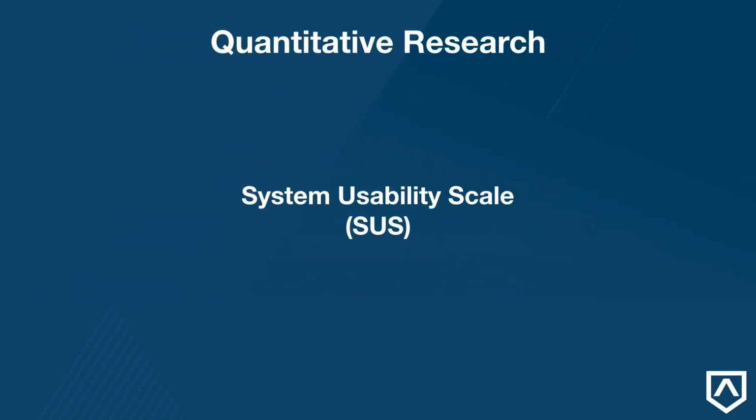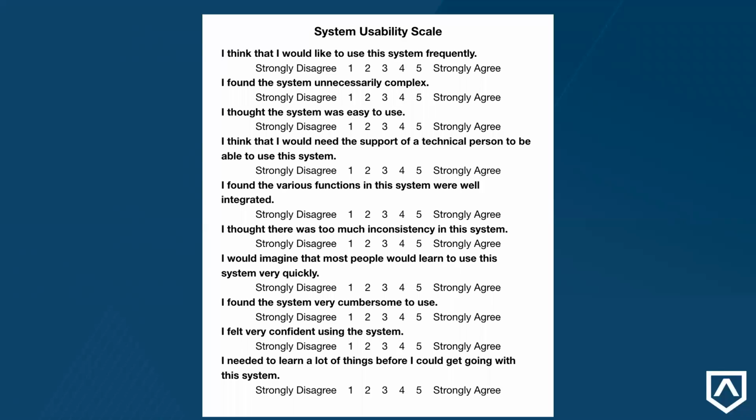An example of quantitative research in user experience research is the System Usability Scale, or SUS. It's a survey that gathers quantitative usability data. It converts usability constructs into a 5-point scale from strongly disagree to strongly agree. And here we can see an example of that in the 10 questions asked during a SUS assessment.